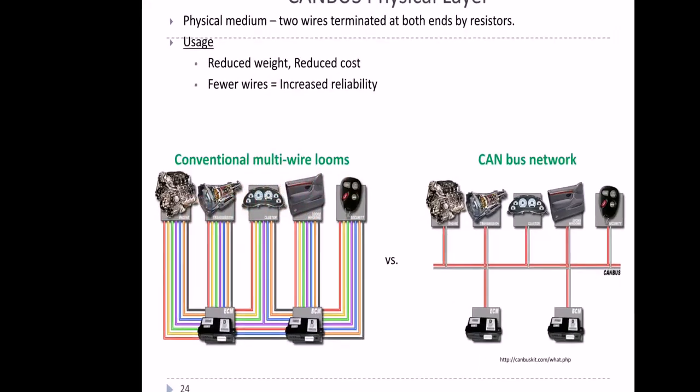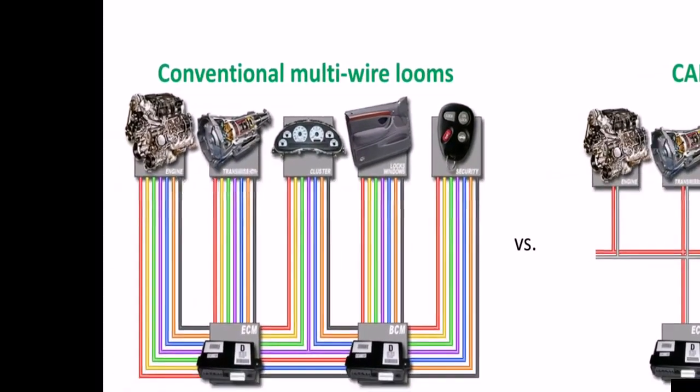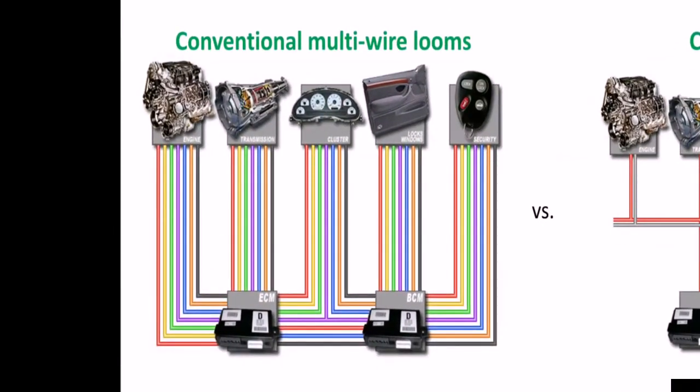These are all the core components: engine, transmission, cluster, then lock windows, security, then the BCM module, ECM module. See, a number of wires have been connected. These conventional multi-wire looms have the drawback of weight, around 70 kg. It really decreases the mileage of the car, and the efficiency of the engine also goes down.